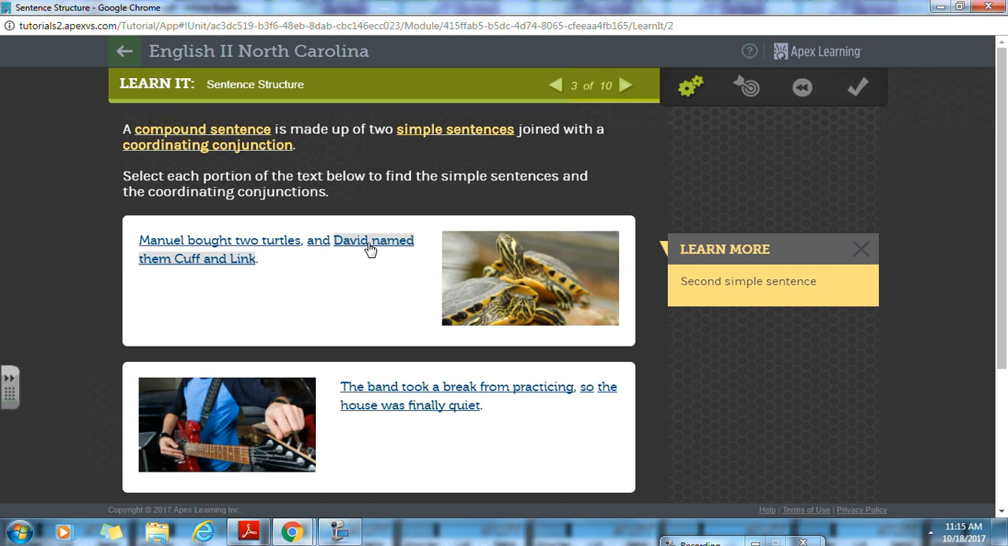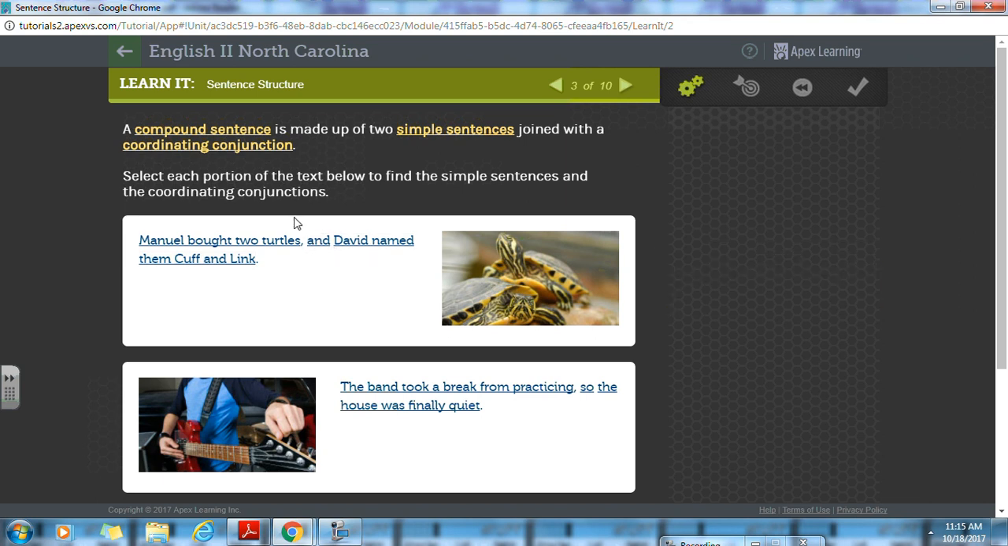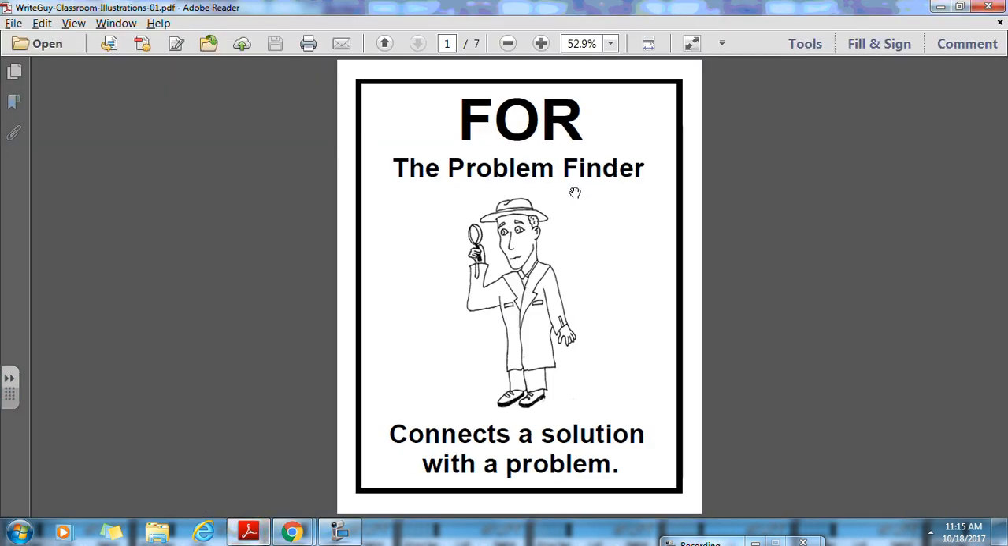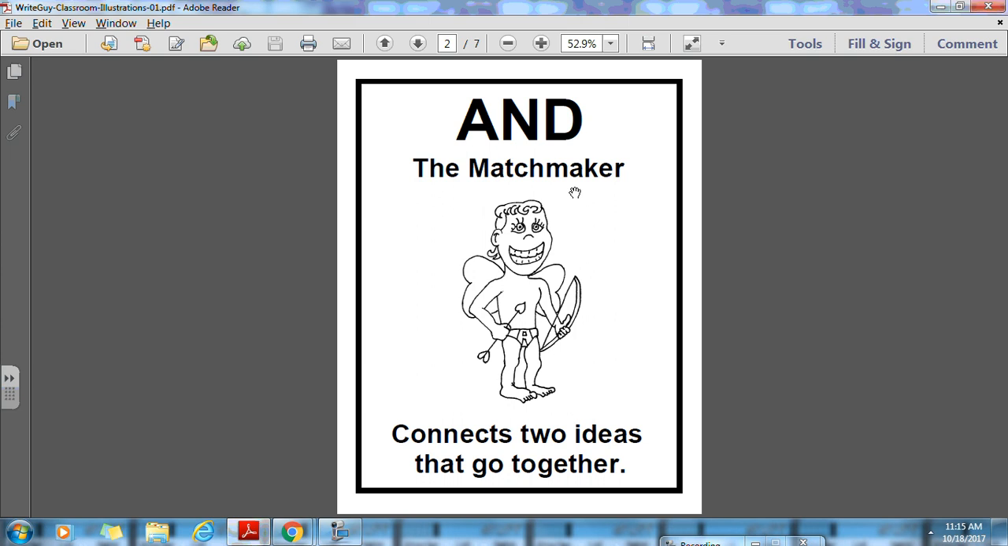Now, if I was writing a paragraph, I could completely write it where I end up with two sentences, or I could show some variety and combine them. And when I do, I always have a comma after the first sentence, and then I use my coordinating conjunction. In this case, and. And remember, and is the great connector, the matchmaker.